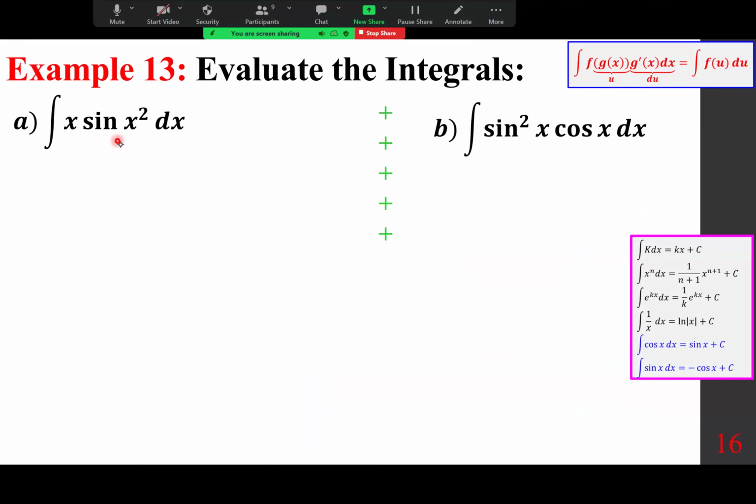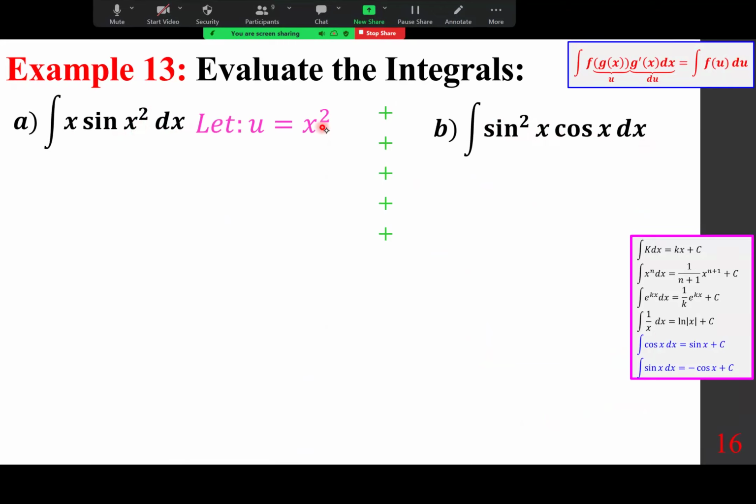The integral of x sine x squared dx and the integral of sine squared x cosine x dx. I want you to see them next side by side, because you want to understand the process for each case. In this one, the argument has the exponent. That is the choice of u.